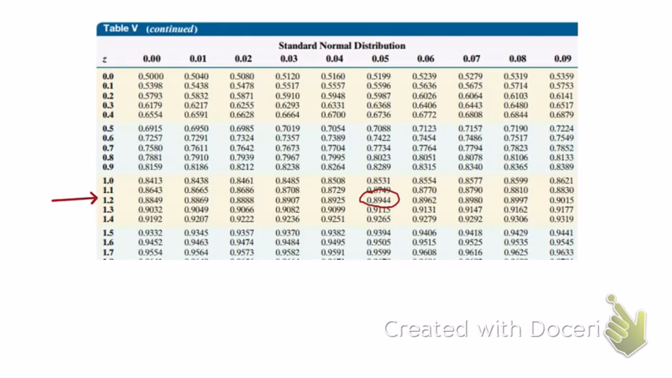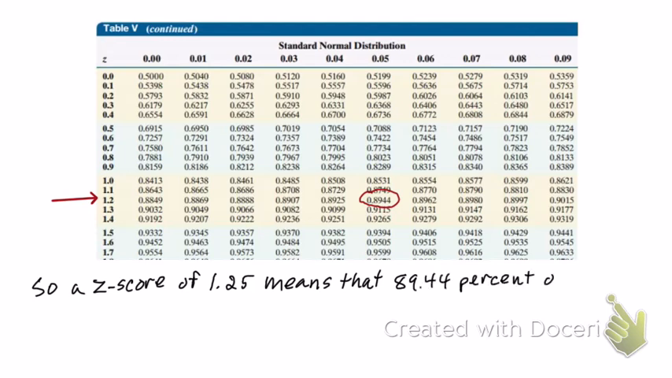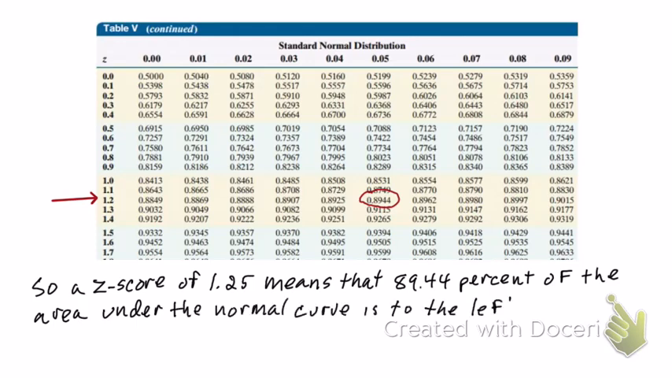Okay, so that 0.8944 represents two things. It represents the amount of area to the left of that z-score, and it could also represent a probability. So the more you can start thinking of probabilities in these terms, the better. So that's what this is saying right here. And again, this only works if we're talking about a normal curve.